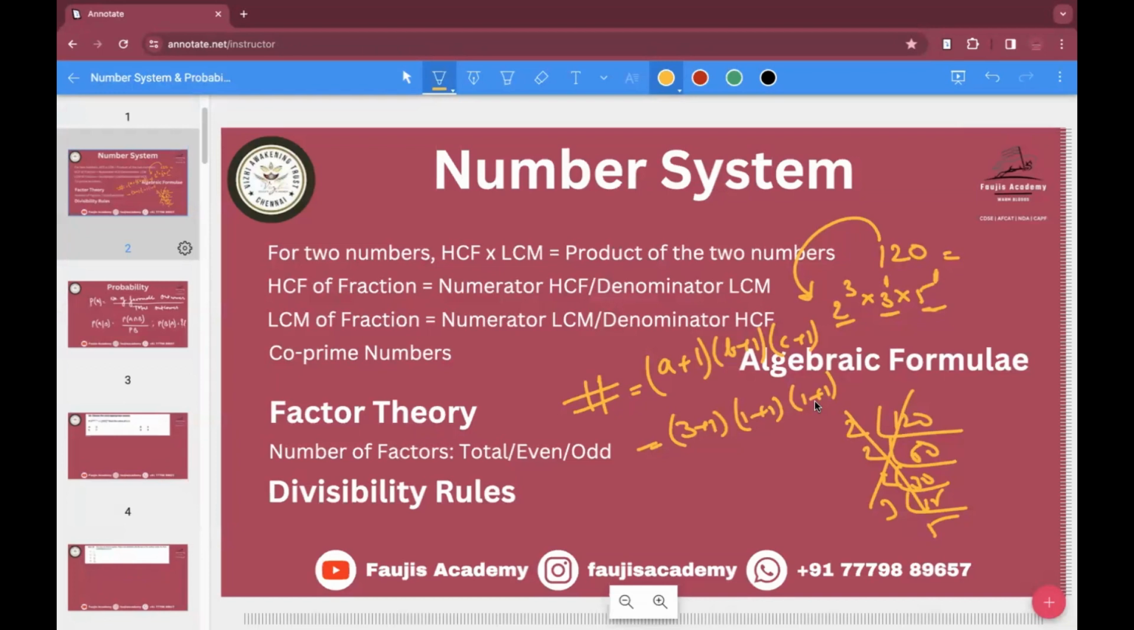Those of you appearing for CDS maths, listen to these things carefully. They will have a direct question. AFCAT maths may or may not ask it, but knowing it will help you. So if you do it, it's 16.